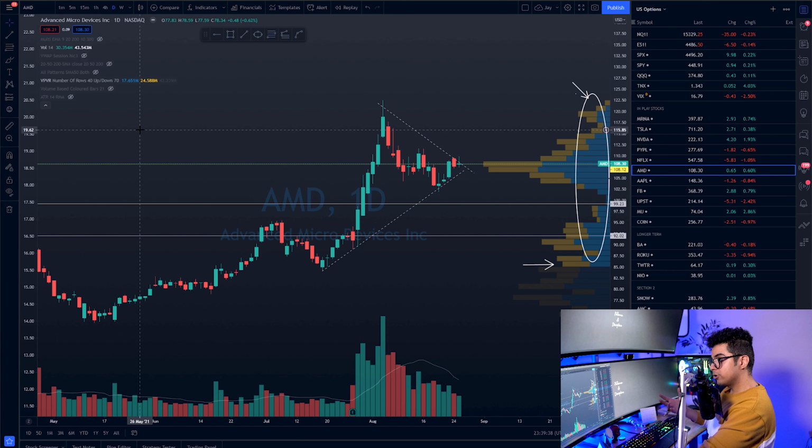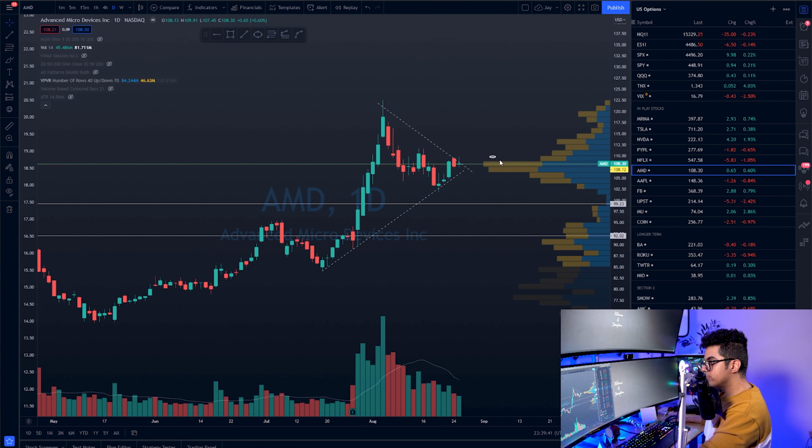How do I use volume profile? So I know that this high volume area is a messy zone because neither the buyers nor the sellers are winning in this zone. We have a lot of levels here. The stock is chopping around this zone a lot. That's why it has very high volume.